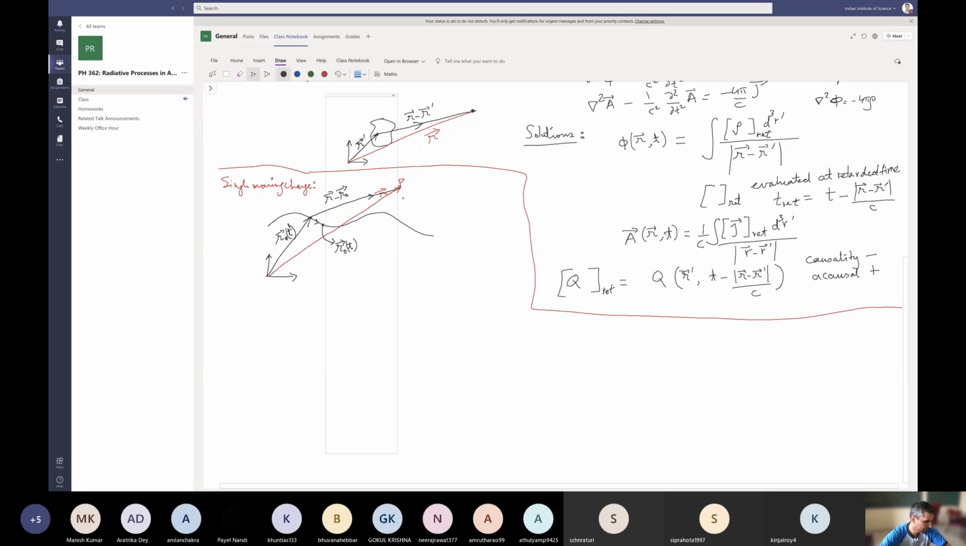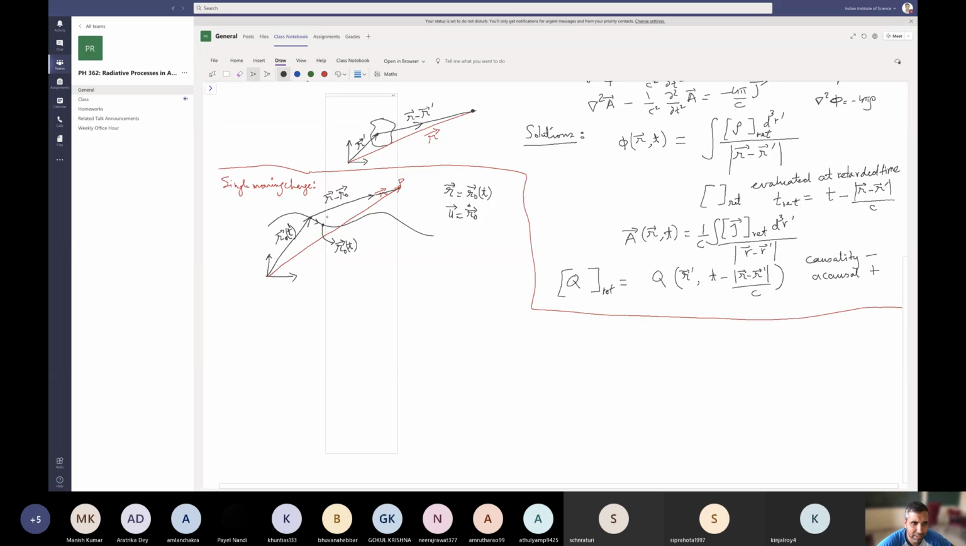So let's see. This is the trajectory. So what about the charge velocity? The charge trajectory is given: r is equal to r naught of t. This is the charge trajectory. And what about charge velocity? This is nothing but r naught dot. How does position change with time? This is the position of the charge, and this is the velocity of the charge at a given time t.